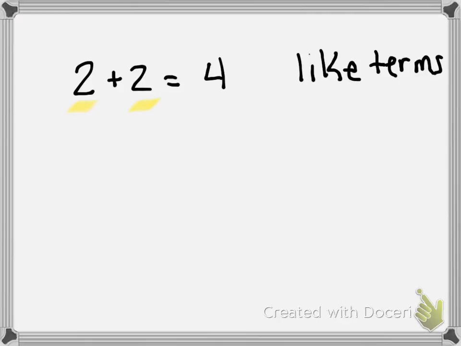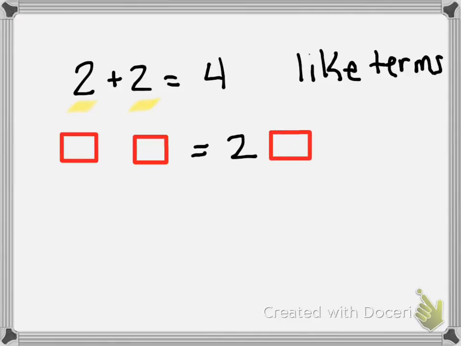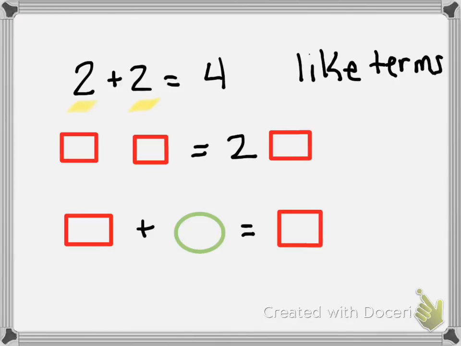Okay? Well, if I have a rectangle plus a rectangle, that's going to equal 2 rectangles because I'm adding the same thing. But if I have a rectangle plus a circle, well, guess what? Those don't combine. They're different. That's going to just be a rectangle plus a circle forever. You can't smush those together into one thing.